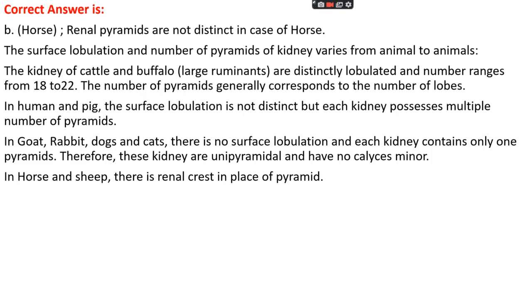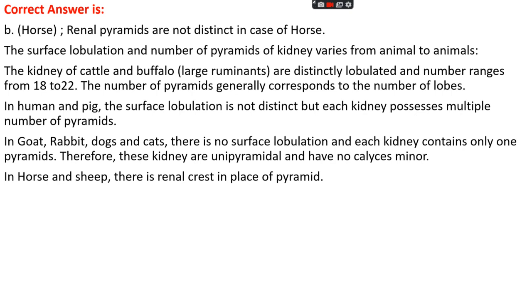The surface lobulations and the number of pyramids of the kidney vary from animal to animal. The kidneys of cattle and buffalo are distinctly lobulated, and the number ranges from 18 to 22.